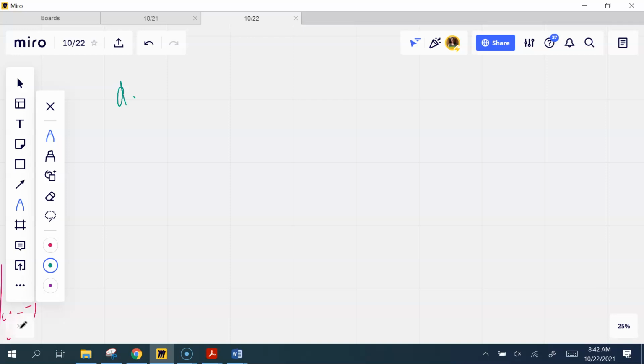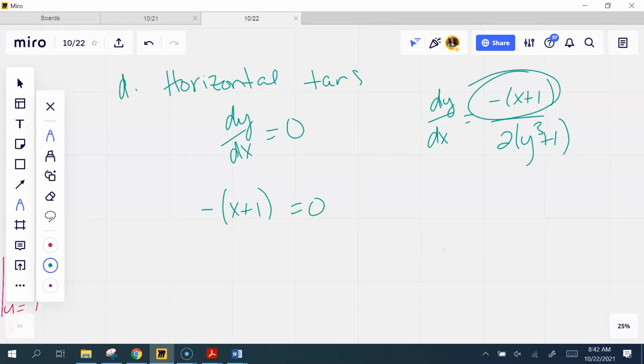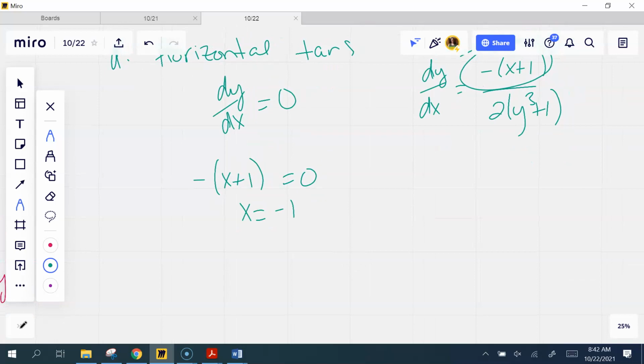So where do horizontal tangents occur? Not asymptotes, horizontal tangents. When the top is 0. When dy/dx equals 0. Do you agree? Okay. So in the case of our dy/dx, which is negative x plus 1 over 2y cubed plus 1, I'm talking about where this is 0. Do you agree? Okay. So where is this 0? You get a point for that.